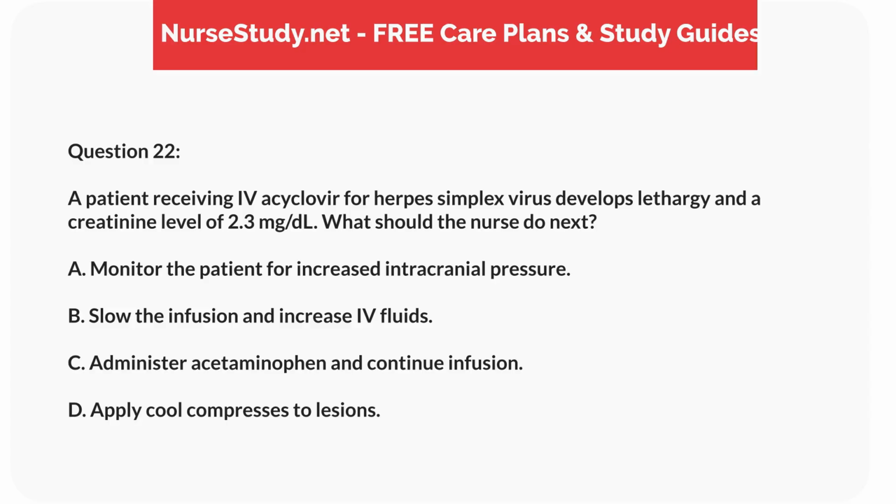Question 22. A patient receiving IV acyclovir for herpes simplex virus develops lethargy and a creatinine level of 2.3 mg per deciliter. What should the nurse do next? A. Monitor the patient for increased intracranial pressure. B. Slow the infusion and increase IV fluids. C. Administer acetaminophen and continue infusion. D. Apply cool compresses to lesions.